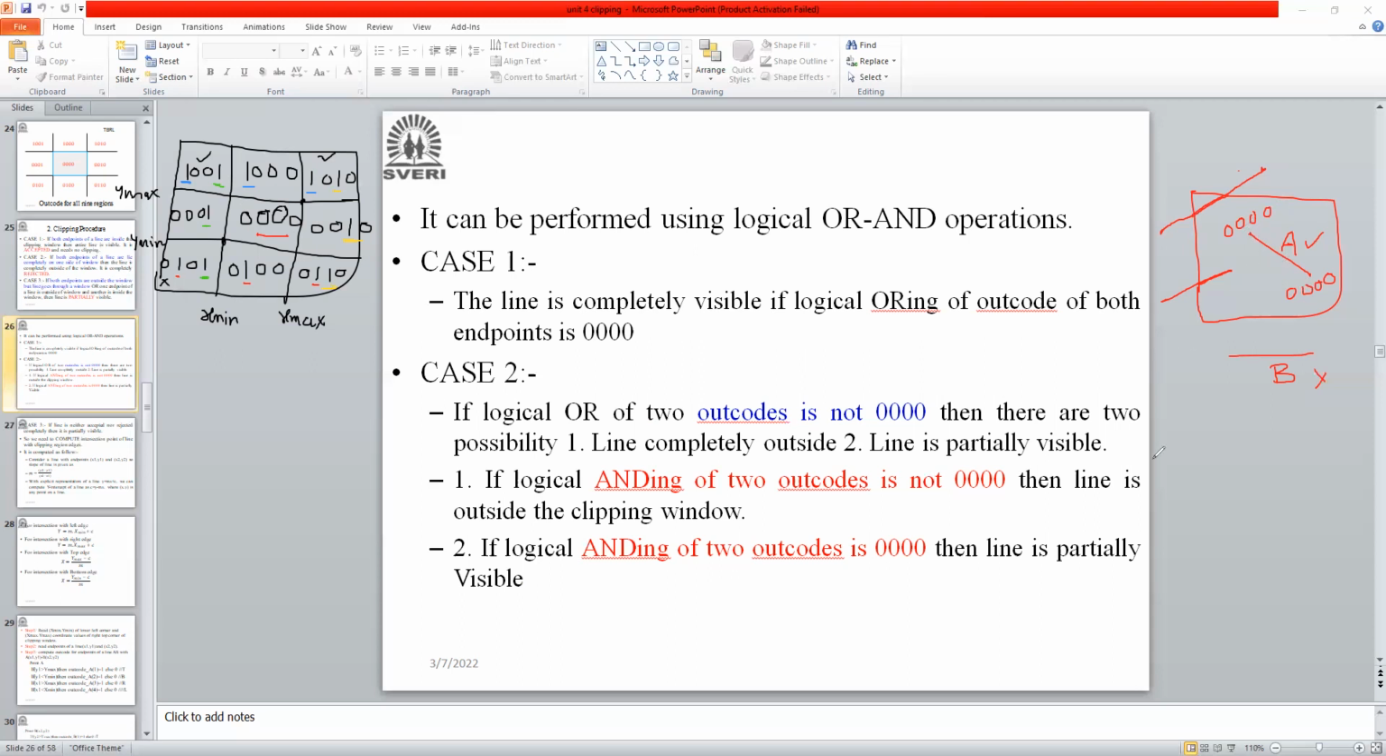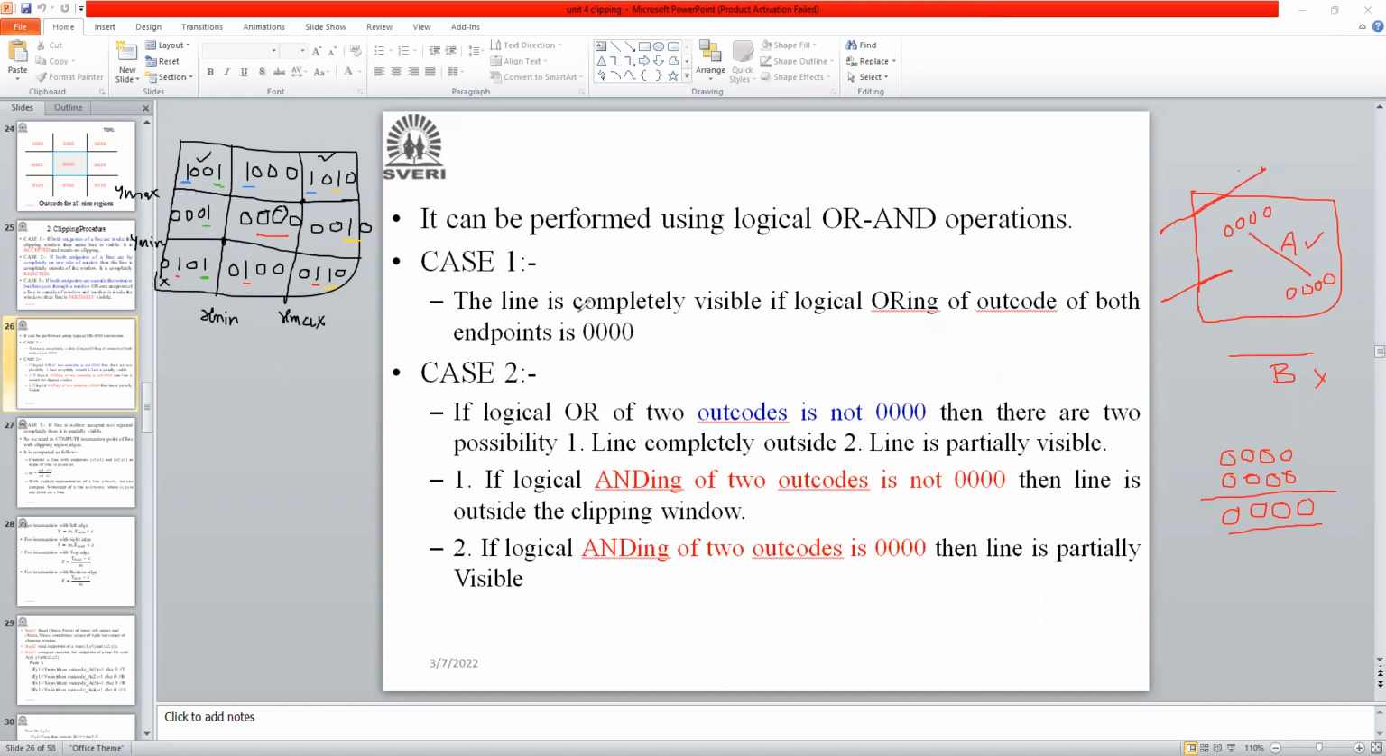Now when I perform the logical ORing between these two, how to perform the logical OR operation? If any one of the inputs is 1, then the output is 1, else the output is 0. So it is the same as your OR gate. So here I get the result of the OR operation of these endpoints as all zeros. So it is case number 1, where the line is completely visible.